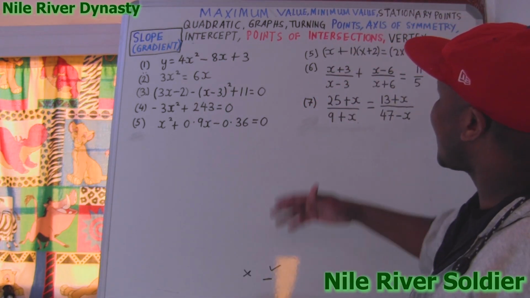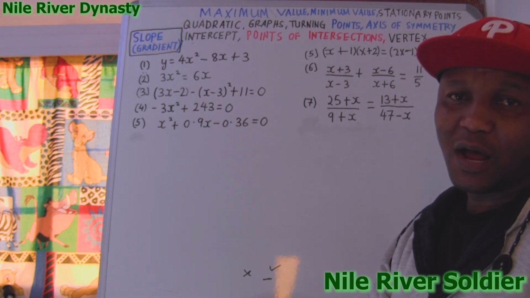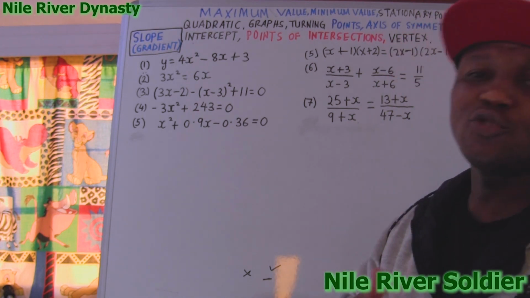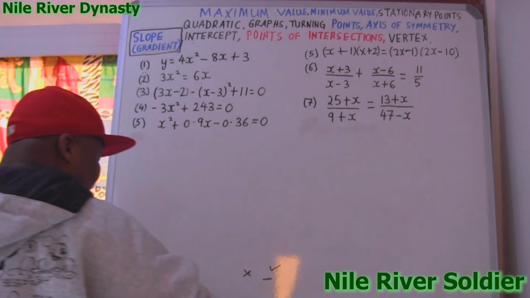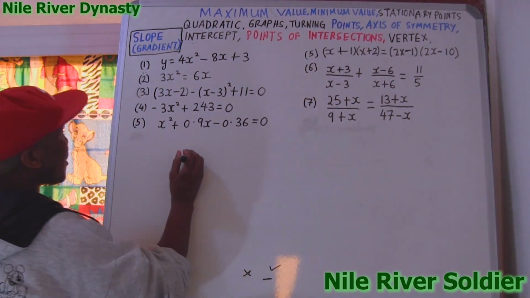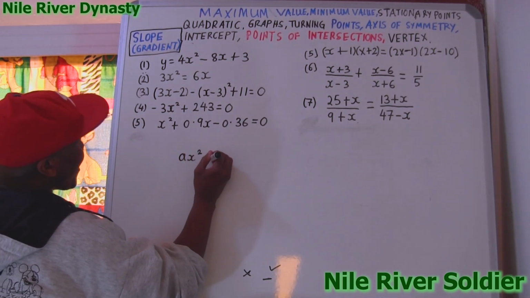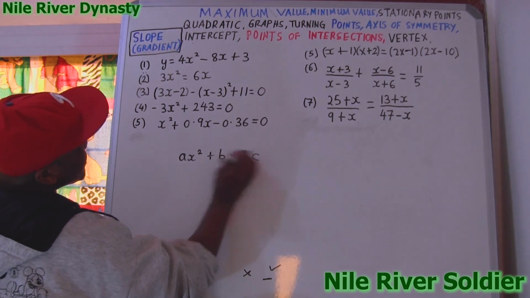Let's get started. So this is very important. I want to show you the breakdown of the whole quadratic. How would you know something is quadratic? In an equation, I've got standard form. The standard form of a quadratic: if you have ax squared plus bx plus c, this is quadratic.